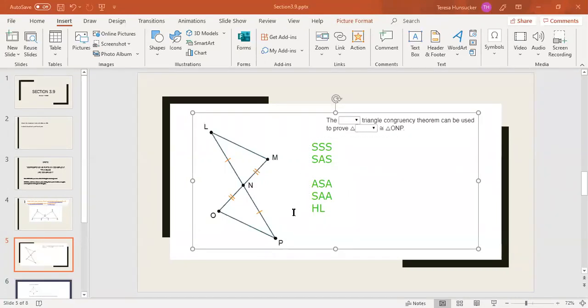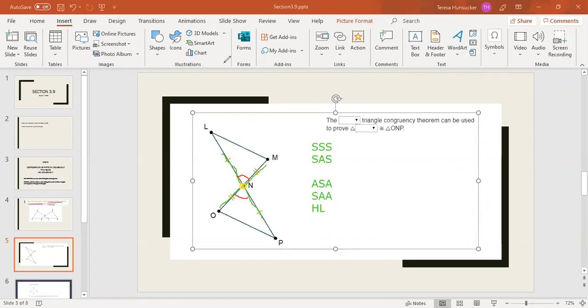So what do we think? We have two lines intersecting. What type of angles are formed by intersecting lines? For example, we have LP intersecting OM. Now we have those two angles that have just a common vertex, N. Those are called vertical angles. So I'm going to say that LNM is congruent to PNO by the vertical angles theorem.